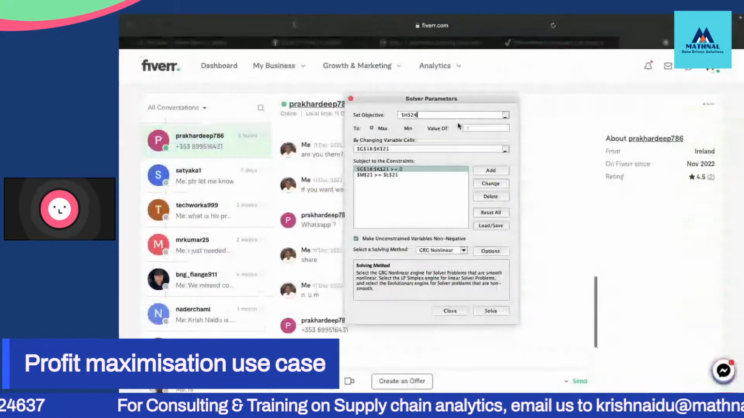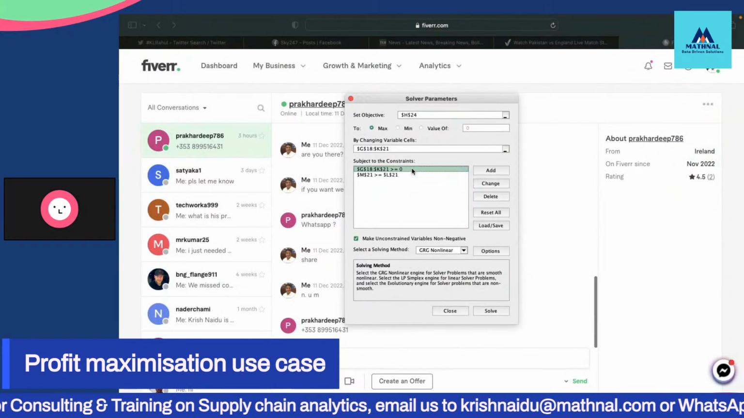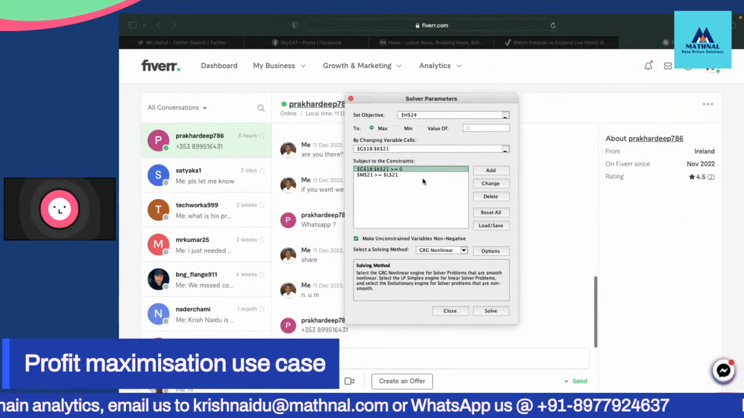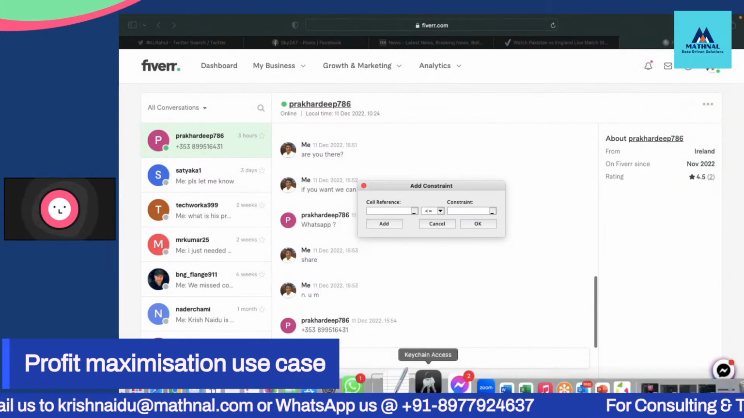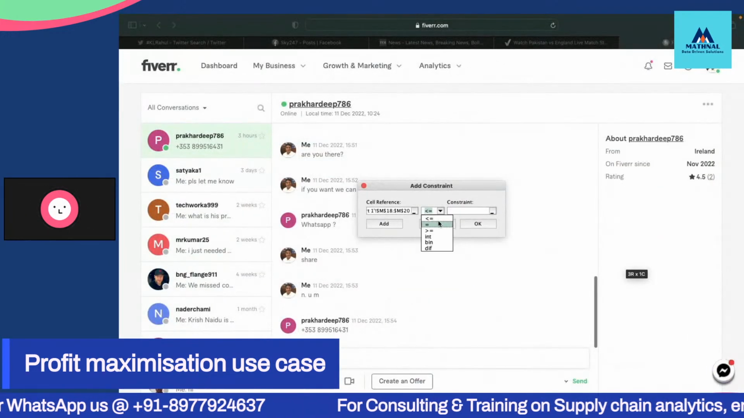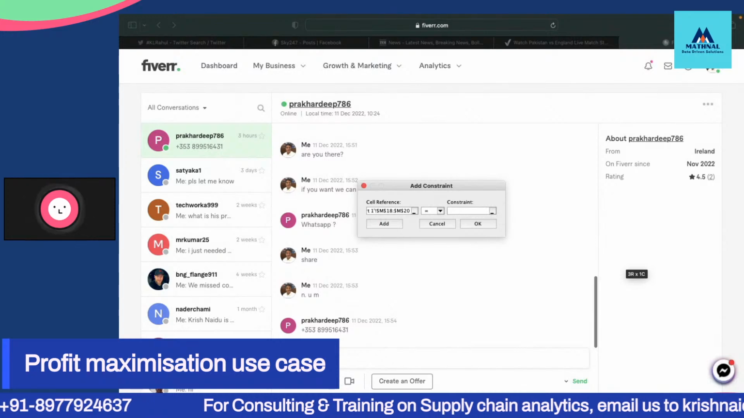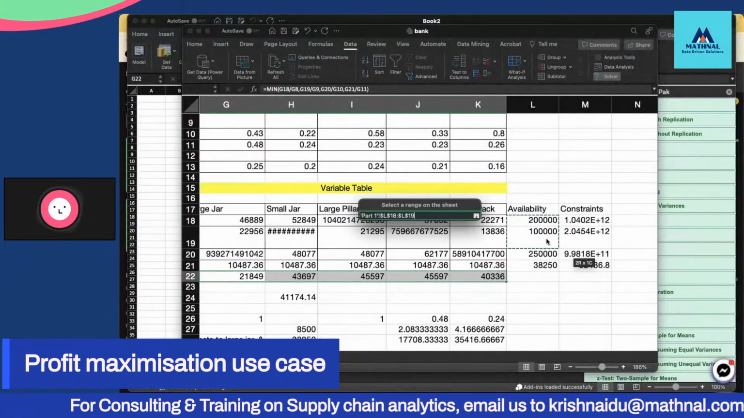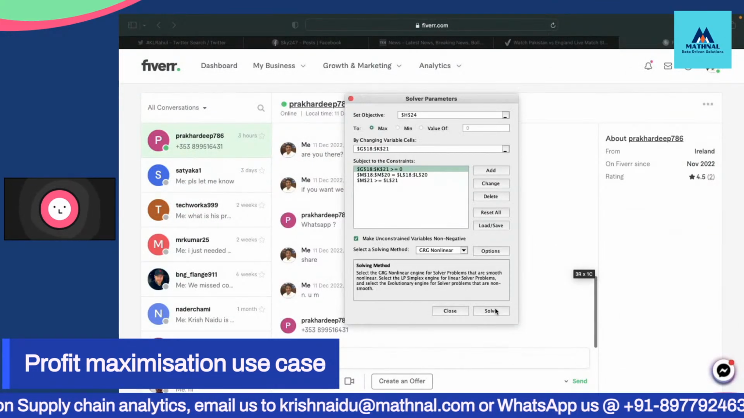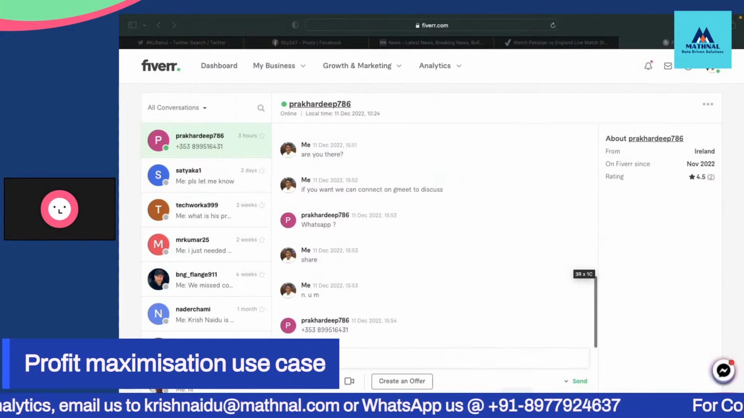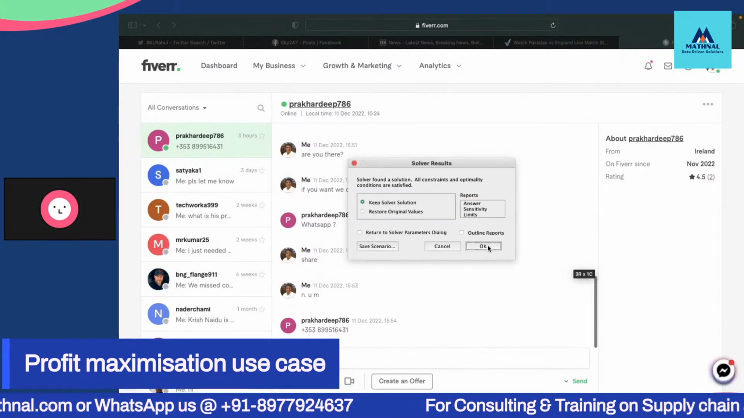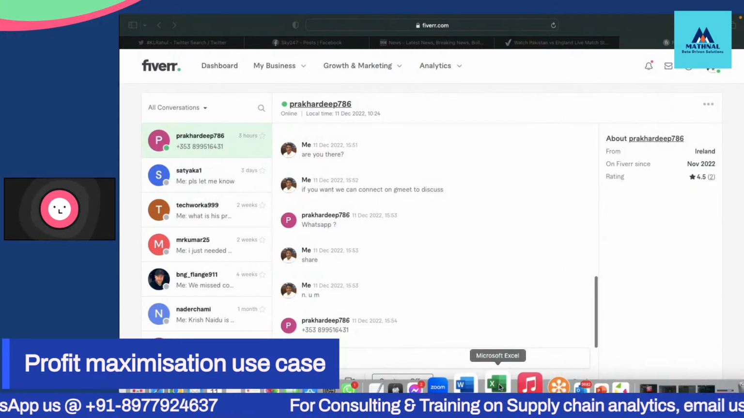Let's try to solve it again. I think we have lost one solution here. Add this. This has to be equal to this 3. Let's solve the problem again. Let's see whether we got a right solution or not.